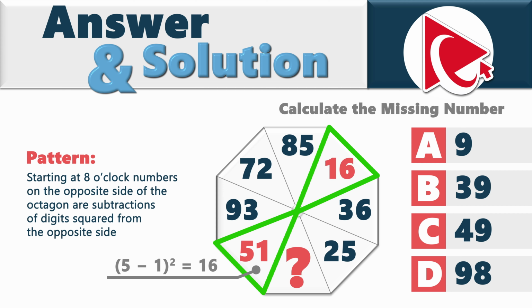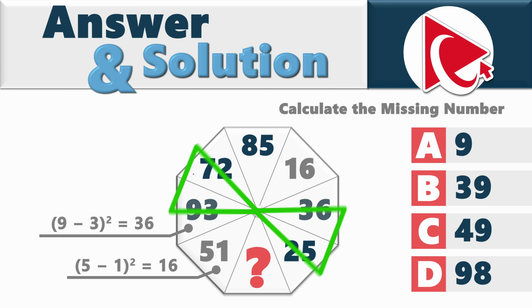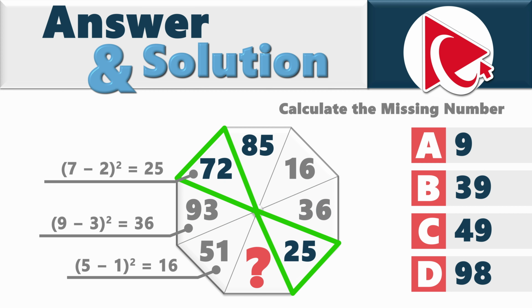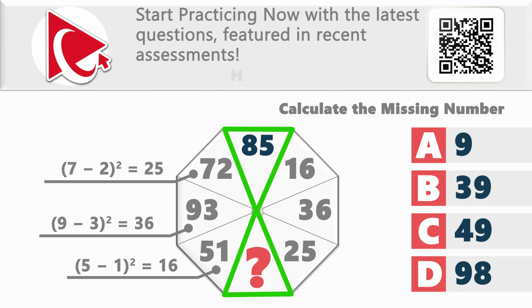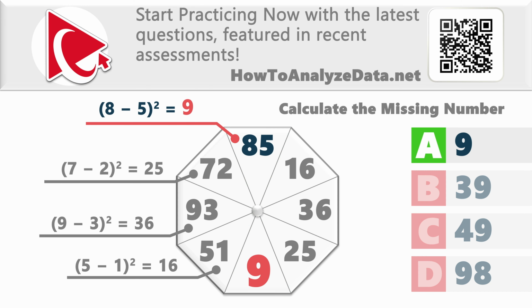5 minus 1 squared equals 16. Let's confirm our logic with other numbers. 9 minus 3 squared equals 36. 7 minus 2 squared equals 25. So the missing number is calculated as 8 minus 5 squared and equals 9. So the correct answer here is choice A, 9.